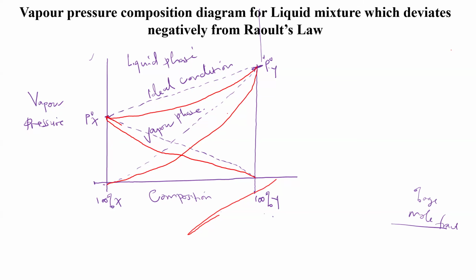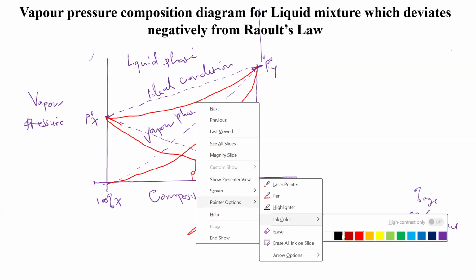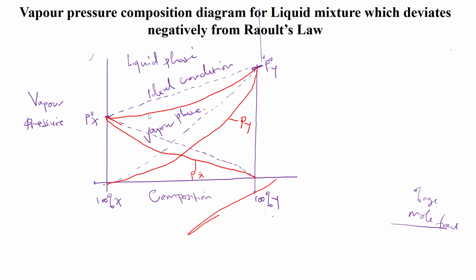Now, when it goes down, this is our partial vapor pressure of Y. This is our partial pressure of X. And then here we have P total. Things are going to become very many and they disturb us, so let's use maybe black. So this one becomes P total, which is equal to Px plus Py.